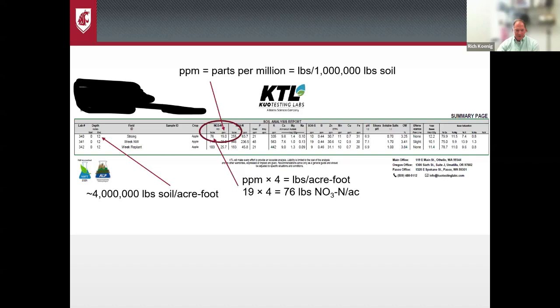So this is a common calculation that's done. Often test reports will present nitrate and ammonium concentrations in parts per million, but also in pounds per acre. But it's important to know how that amount, pounds per acre, is calculated into the future.